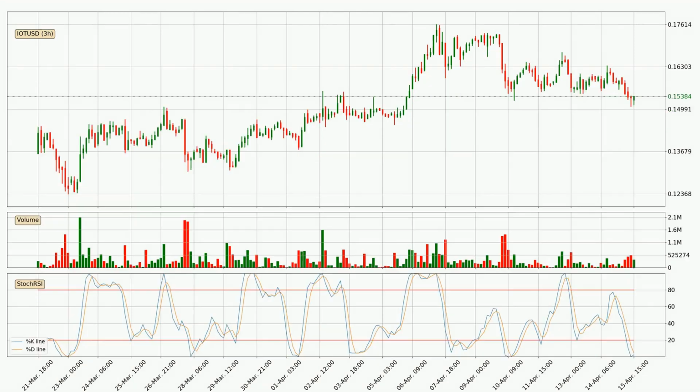Moving to the 3-hourly Stochastic RSI, both the %K and %D lines are currently very low, which means that the price is oversold and a trend change or at least some kind of consolidation is to be expected. However, the K line still hasn't crossed the D line, so you should wait to see if the trend will actually change to the upside.